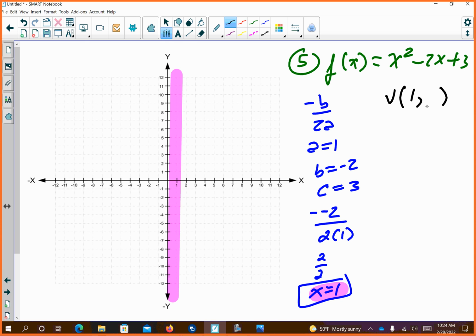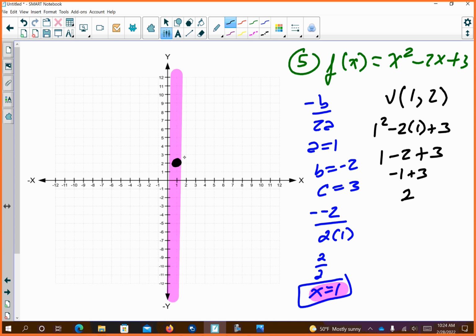What am I going to do to get the y value? Yeah, so I'm going to get 1 squared minus 2 times 1 plus 3. 1 squared is 1 minus 2 plus 3. 1 minus 2 is negative 1 plus 3. It's going to give me 2, so 1 comma 2.